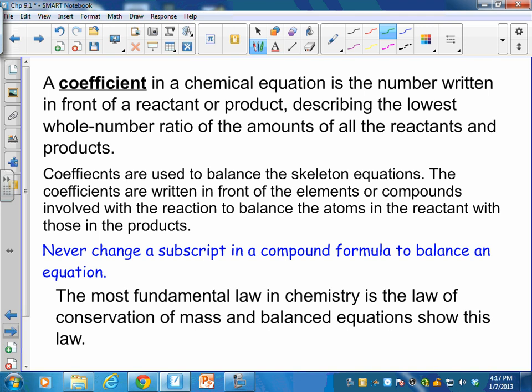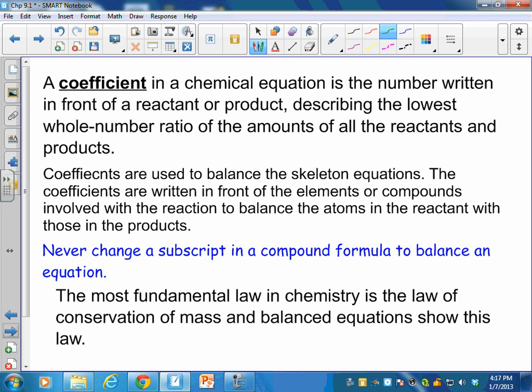Coefficients in a chemical equation are the numbers written in front of the reactant or product describing the lowest whole number ratio of the amounts of all the reactants and products. And we use these coefficients. They're just numbers that we use to balance the skeleton equations.